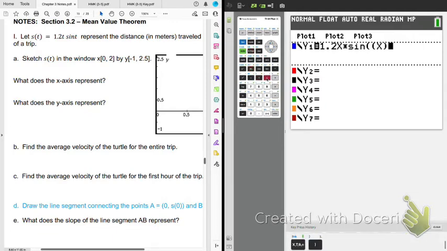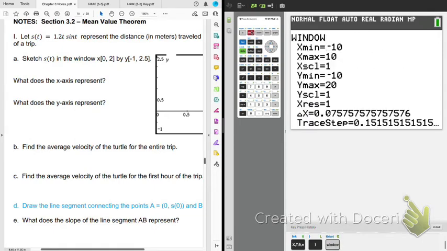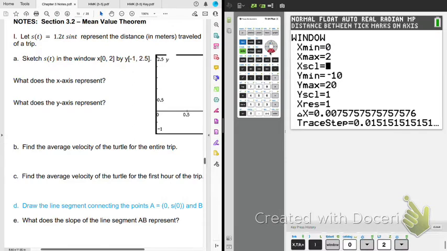And this one specifically tells you to sketch it on a certain window. And we know how to change our window settings, yes? Okay. So it tells me my window settings are x is 0 to 2 and y is negative 1 to 2.5. So before I even hit graph, I'm going to go to my window settings. And I'm going to change my x to be 0 to 2. And I'm going to change my y to be negative 1 to 2.5.